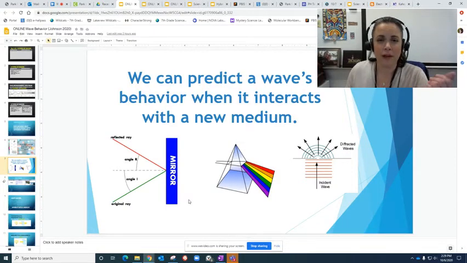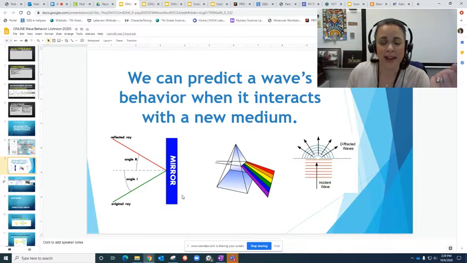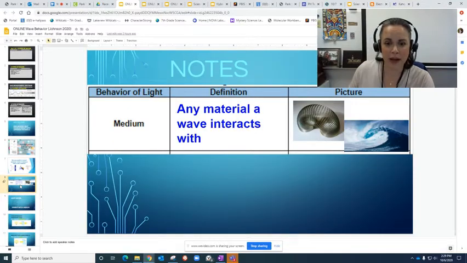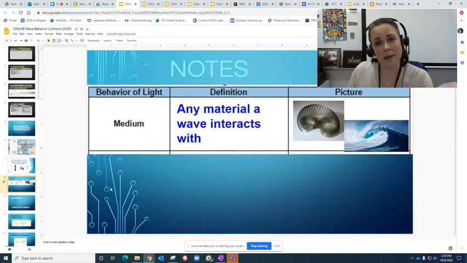Well, we can predict a wave's behavior when it interacts with a new medium. As we get into talking about this, one of the things that we have to keep in mind is that a medium is simply any material that a wave interacts with. So this could be a solid, this could be a liquid, this could be a gas. And again, light doesn't require that, but it will move through different mediums.